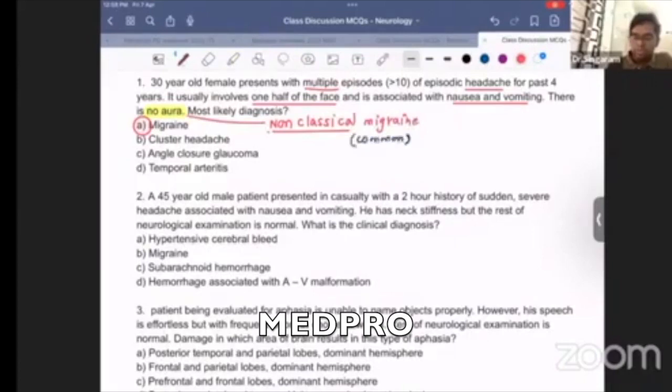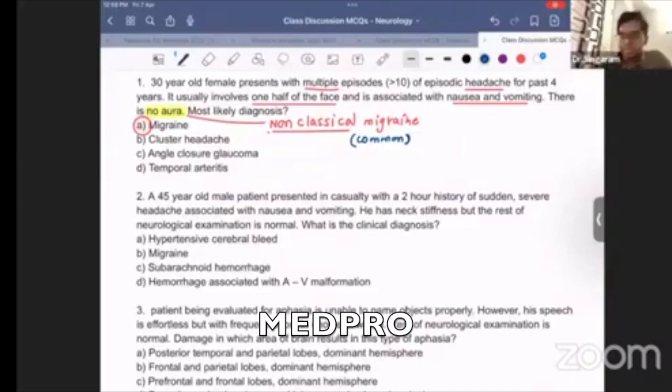Can you all recollect that? Non-classical migraine is the commonest type of migraine also. I have told you this before. Okay, fine. So that will be about the answer for this question. It is option A. I hope all of you are able to understand this. Okay, cluster headache. The characteristic feature is that it will be surrounding the eyes. It is not at all a case of angle closure glaucoma. Entirely different presentation. Temporal arteritis.